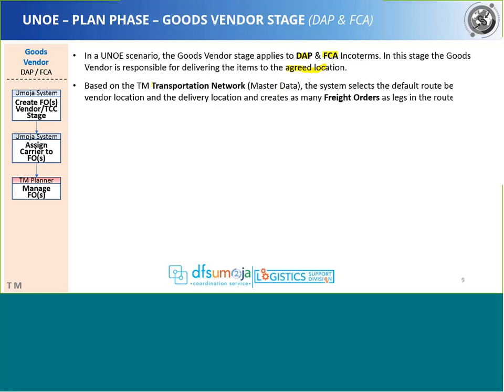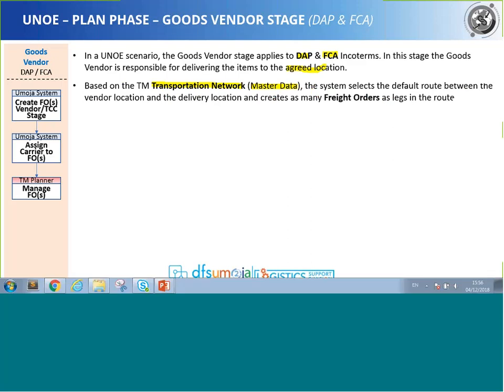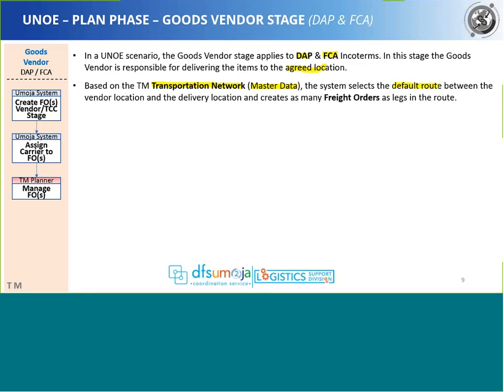Based on the transportation network, this is what we call the TM master data. Okay, and we will be talking about this master data further on in the different sessions. The system will select the default route between the vendor location and the delivery location, let's say the mission or the handover location for the FCA Incoterm. And we'll create as many FOs, as many freight orders, as legs in the route.